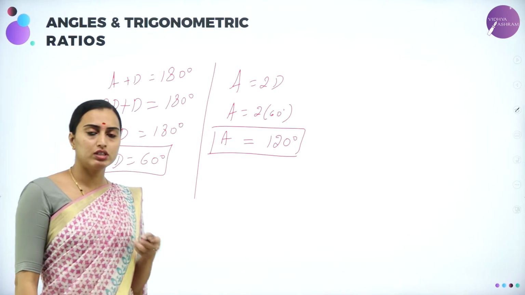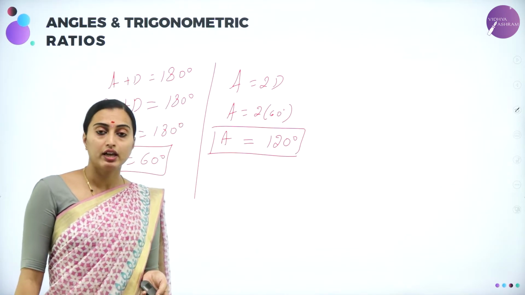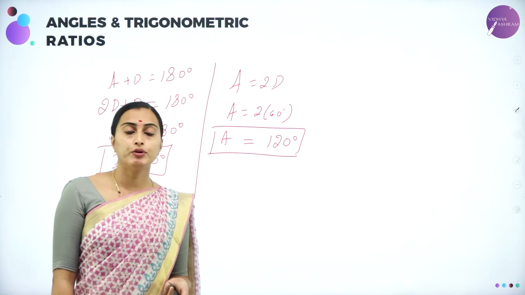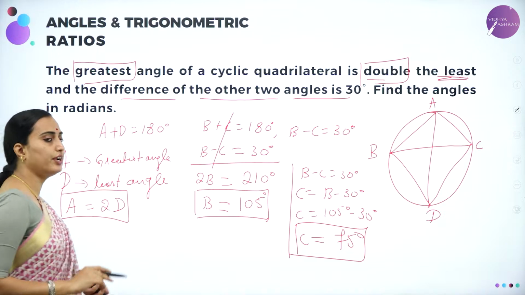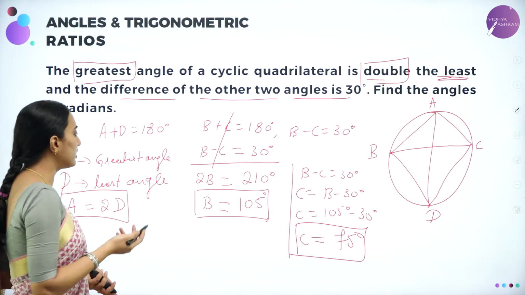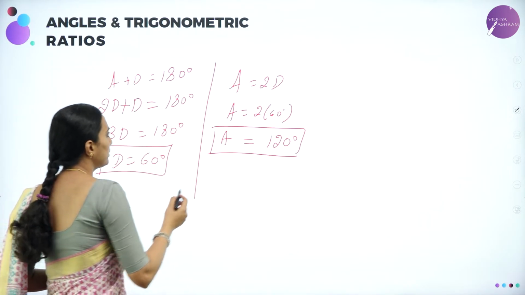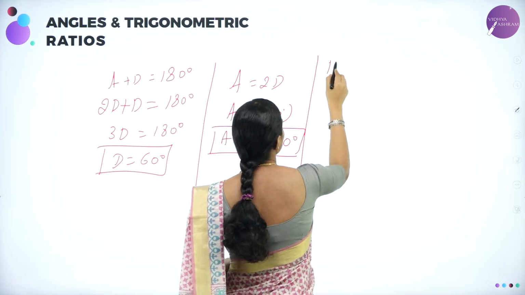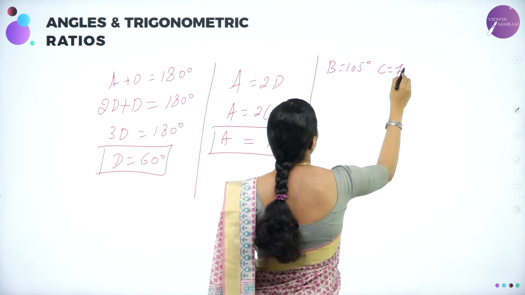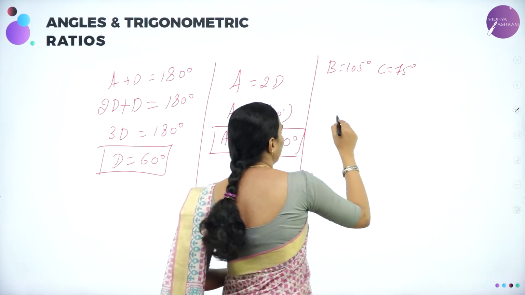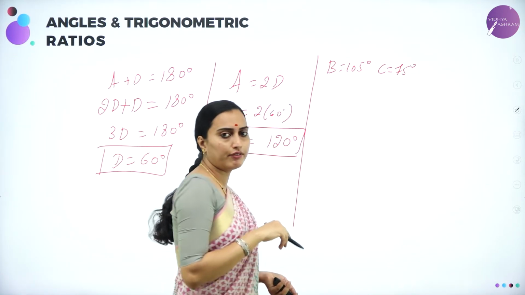Right? So they have asked you to represent this in degrees, right? I hope you understood. See, they have asked you to find the angles in radians. Radians means we need to convert into radians. Let me write it here. What is B? What is C? B is nothing but 105 degrees. C is nothing but 75 degrees. And then you are going to convert this. Let me write A afterwards.